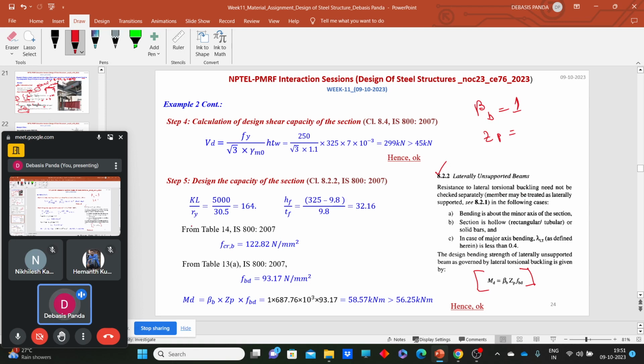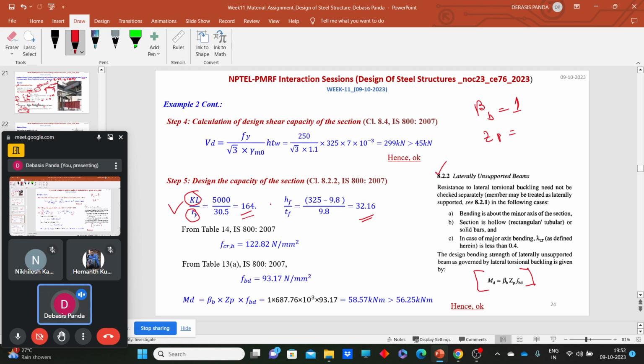To use table 14, the first thing we need to calculate is the value of KL by RY. We have the value of RY and the effective length of the beam, which comes out to 164, and H by TF. You can calculate H by TF directly: 325 divided by 9.8. Obviously that will come in between 30 and 33. Now go to table 14.